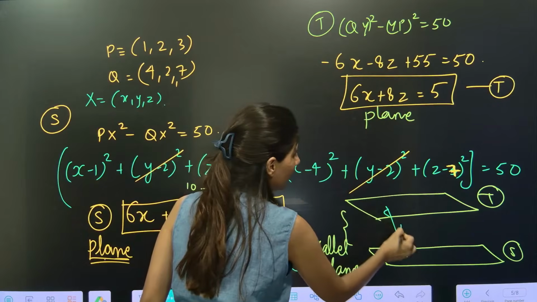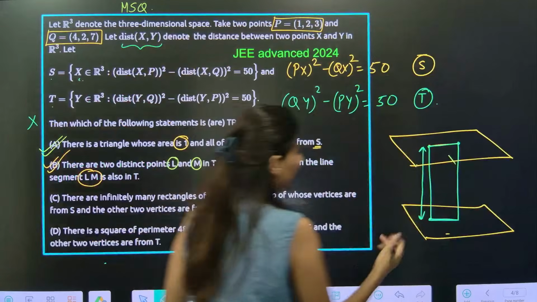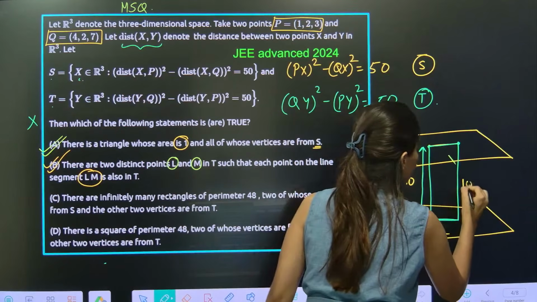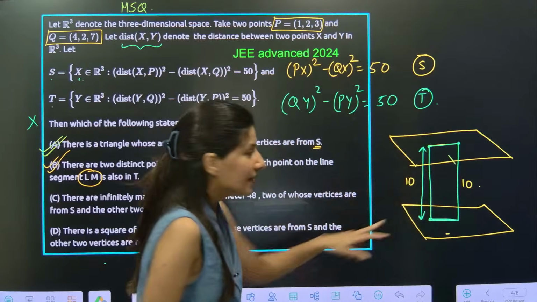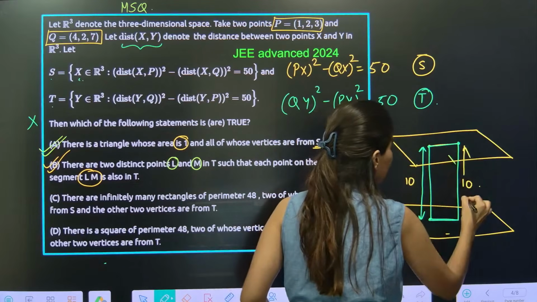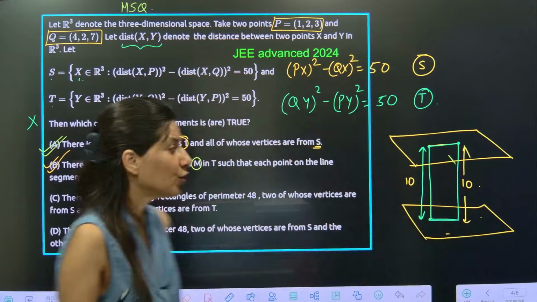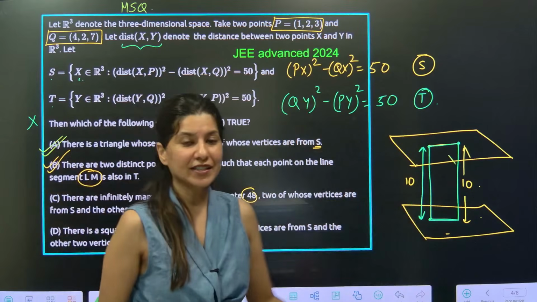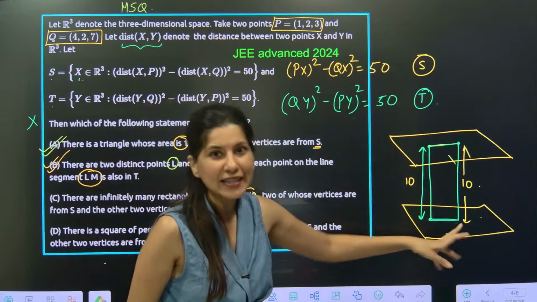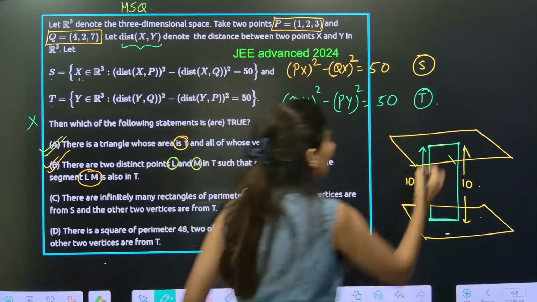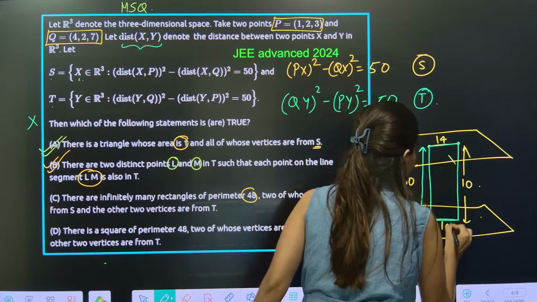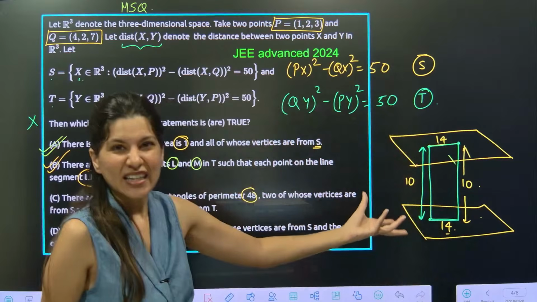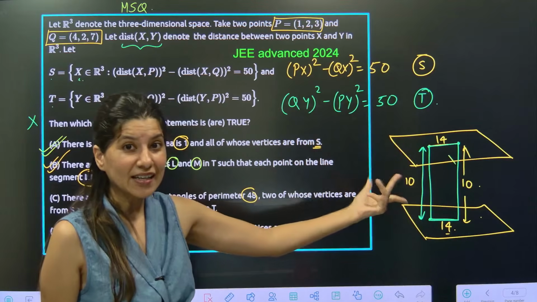So the distance between planes is 10, correct. So length is 10. This is also 10. So 20. What perimeter do you want? 48. 20 is already fixed. So 48 minus 20 will be 28. So in that case, this should be 14. So tell me, do these kinds of rectangles exist?